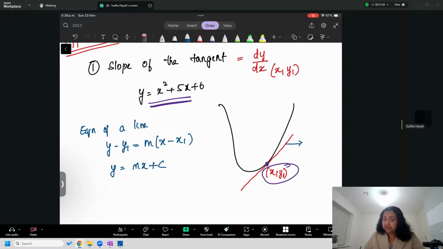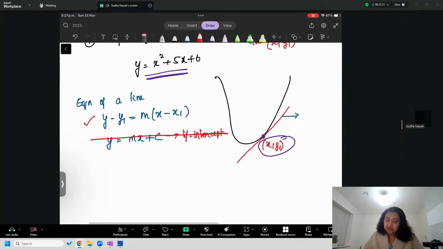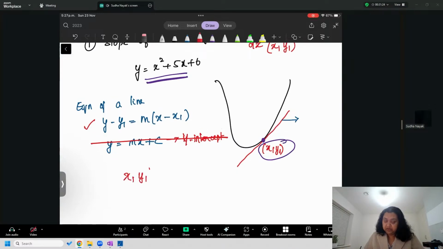What is the difference here? In mx plus c, c is called the y-intercept, and that is used only when the line cuts the y-axis. So in our case, we don't use this. We use the first equation. To use the first equation, what all do we need? We need a point, x1, y1, and also we need the slope. This point is already available; usually they give the point, and you have to find the slope. How do you find the slope? You find dy over dx at the point x1, y1.